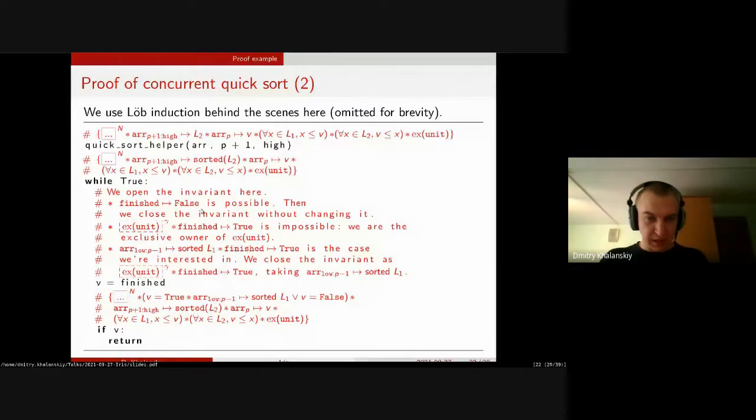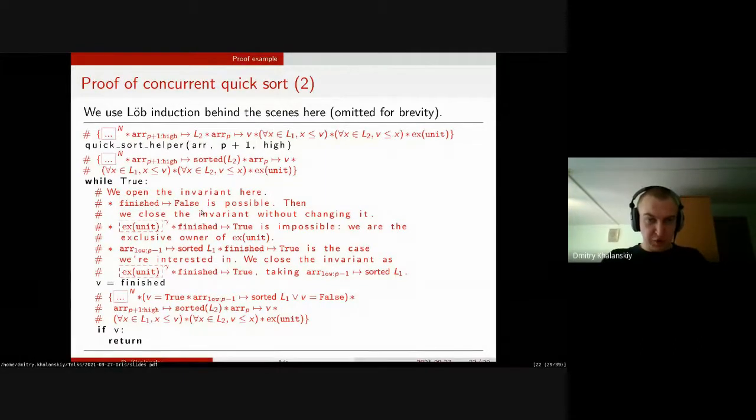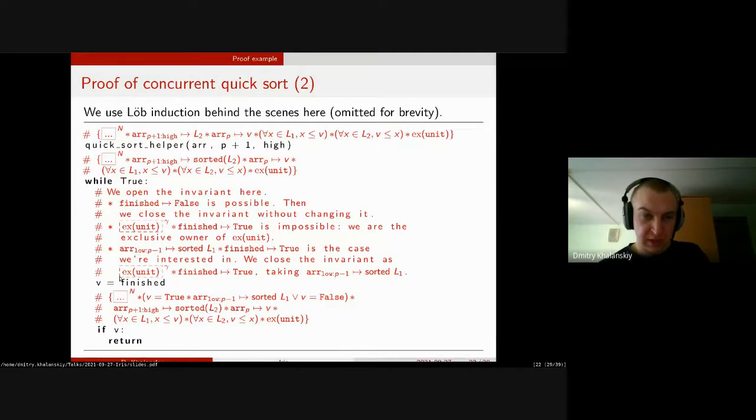That's better. We could have observed that the finished variable contains the false value, in which case we simply close the invariant without changing it. The only thing that opening the invariant allowed us is reading the variable value. As you may remember, we are unable to read the value of a variable unless we somehow obtain the exclusive ownership of the heap location that it inhabits.